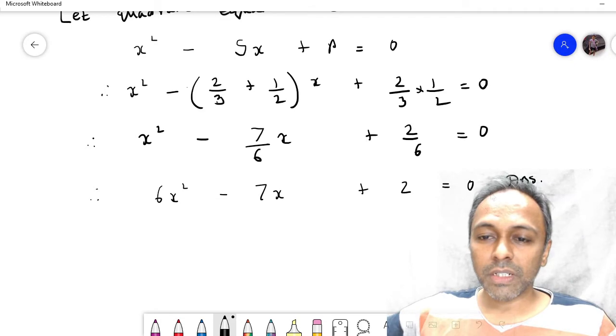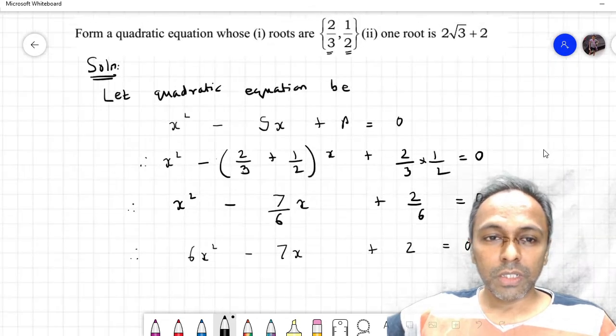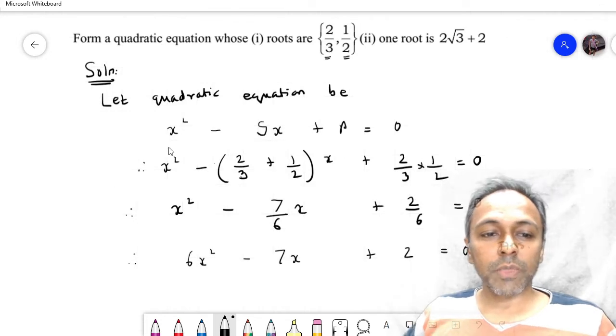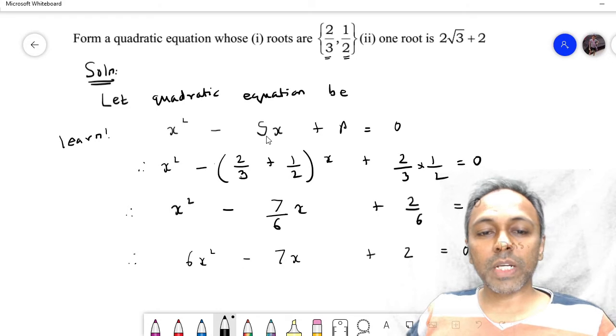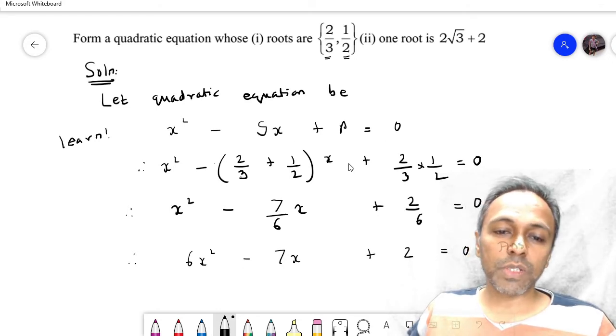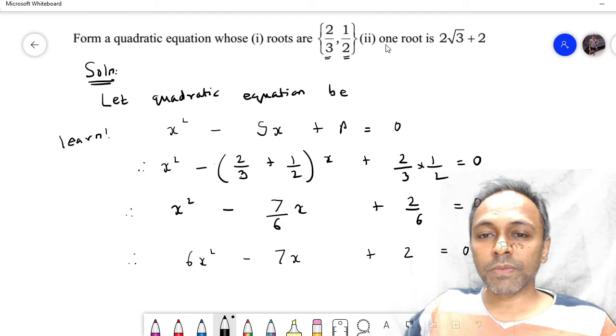So if roots are given and you want to form the quadratic equation, you can learn x square minus sx plus p equal to 0. We have seen the derivation of it, so now by understanding you can try learning it. Let's take one more question.